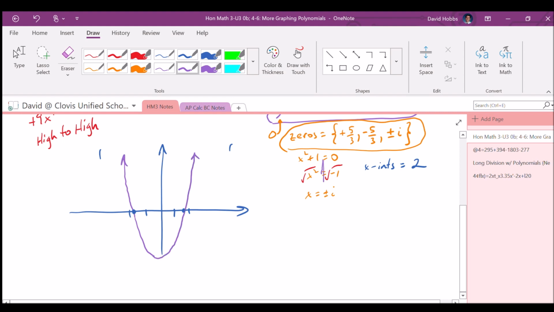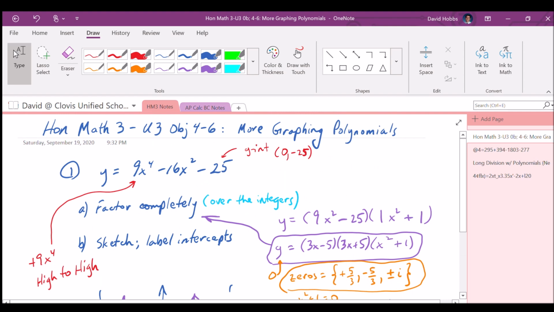Okay, and so label the intercepts. This one is our negative 5/3, positive 5/3, and our y-intercept is negative 25. And that's full credit graph there. Okay. So, moving on.